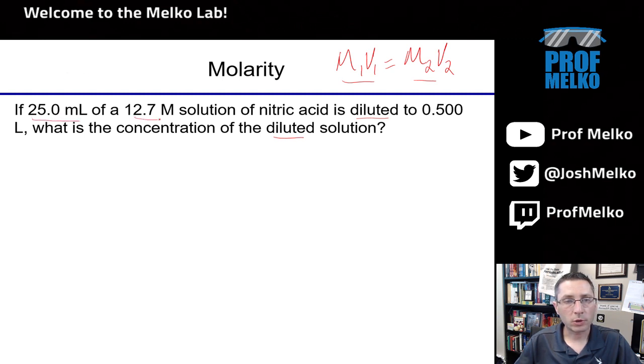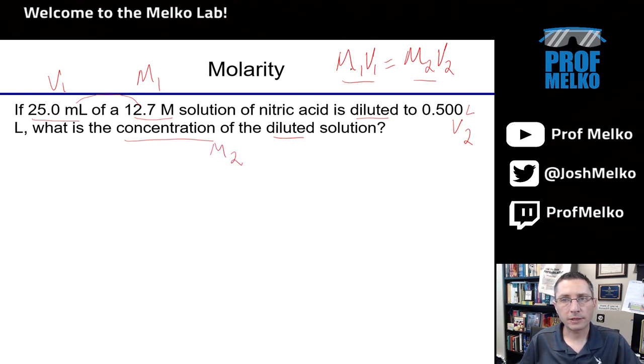25 mL of a 12.7 molar solution. I'm going to call that V1 and M1, V for volume, M for molarity. It actually doesn't matter if I call them V2 and M2 or V1 and M1. I just need to make sure that these two that are together stay together. They're both ones, so I'll call it V1 and M1. This is diluted to 0.5 liters. So this 0.5 liters is a second volume. I'm going to call it V2. What is the concentration of this second volume? That's my second molarity.